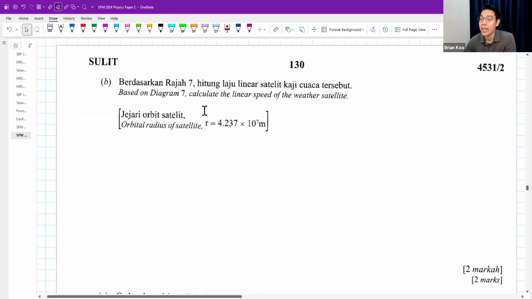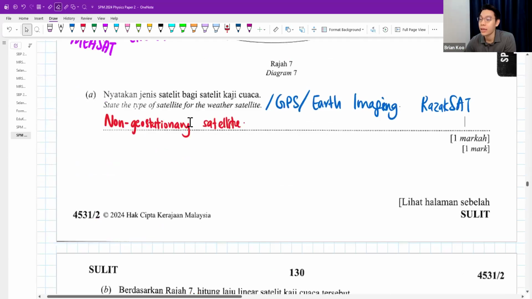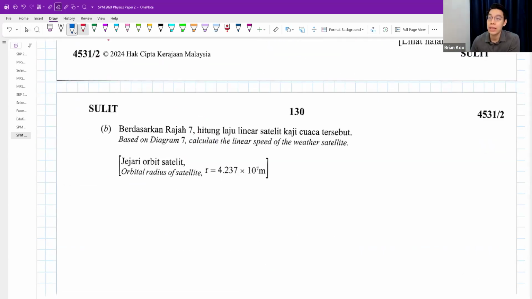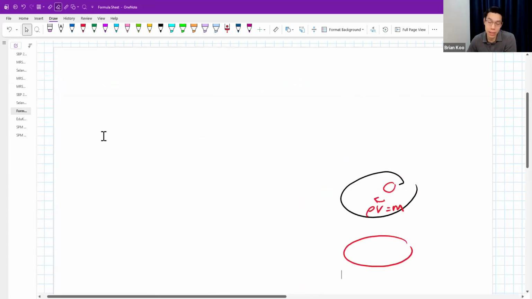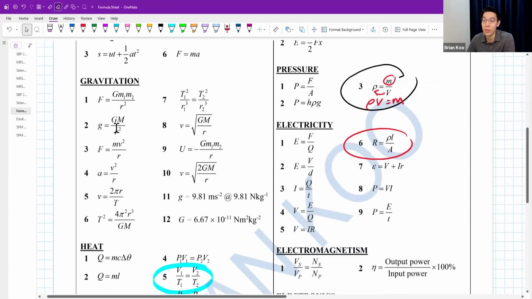Based on diagram 7, calculate the linear speed of the weather satellite. Okay, the formula for linear speed is v equals square root of GM over r. But some people also say, teacher, there's another formula for linear speed, that is 2 pi r over T, right? Are they the same thing? I'll show you in the formula sheet. They are the same thing. When to use them depends on what information you have.